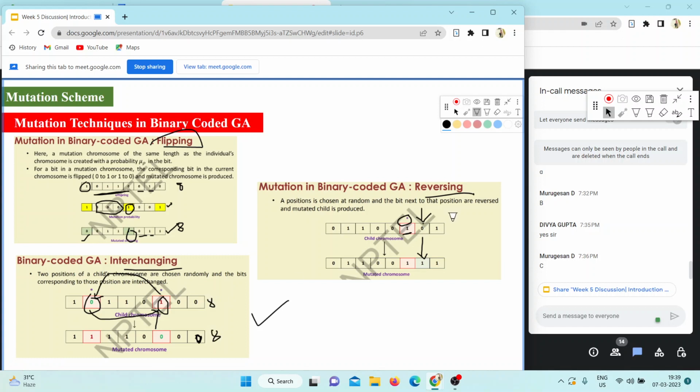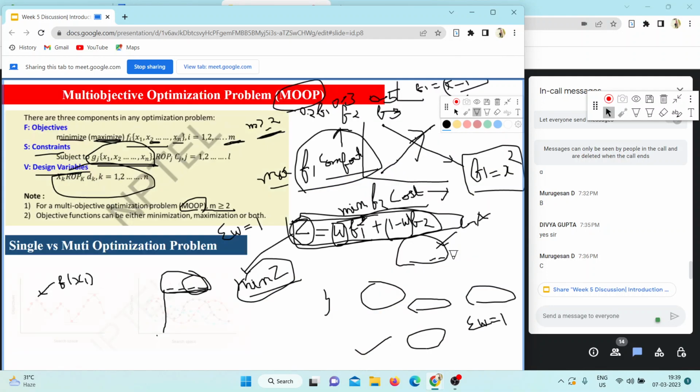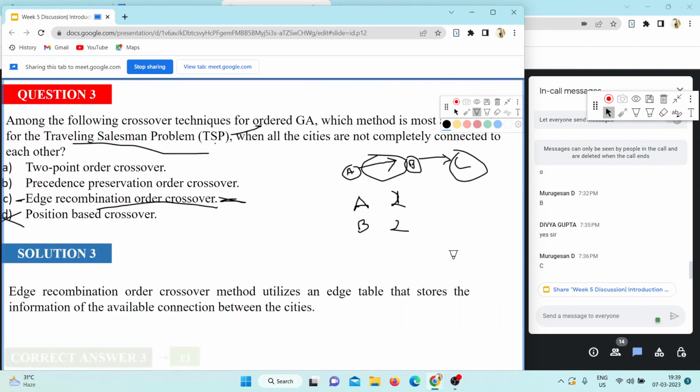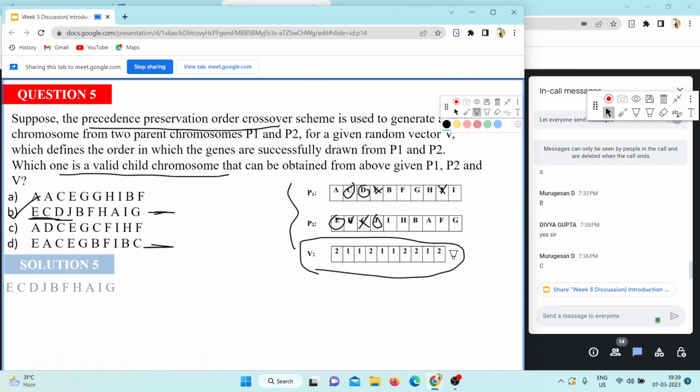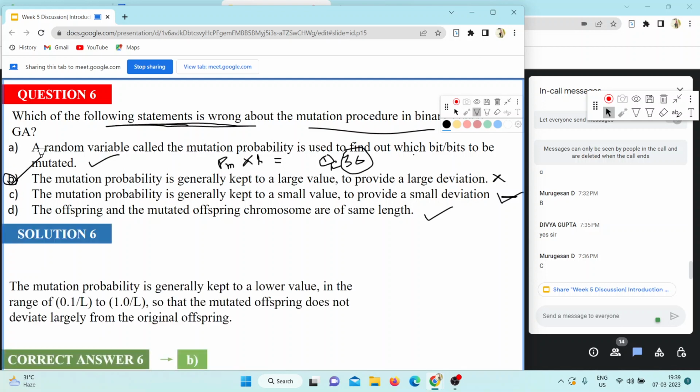Similarly here also you have 8 bits, here also we have 8 bits. So the point is, we are not changing the length of the chromosome. The length of the chromosome is kept equal. So this is also a correct statement. So your wrong statement was B. So B is your correct answer.